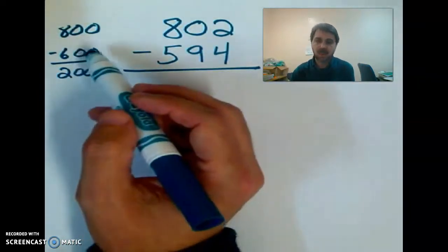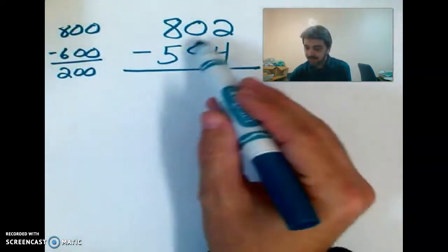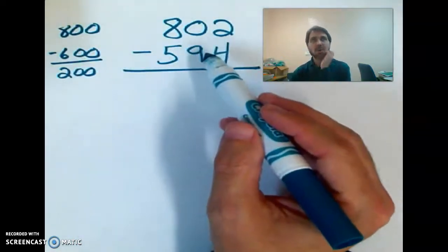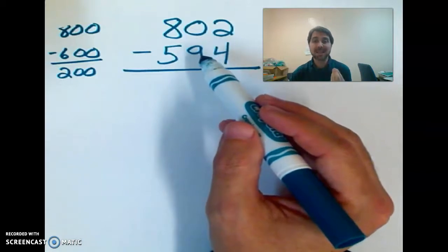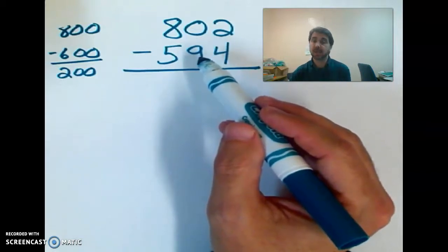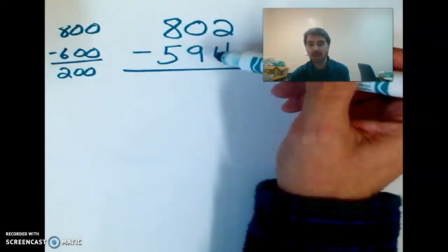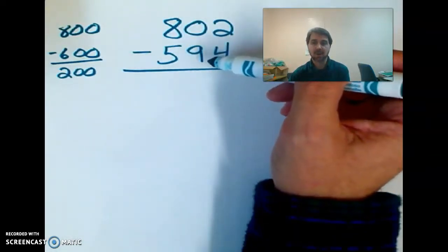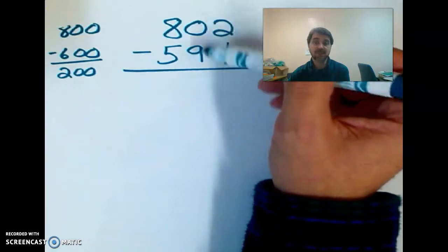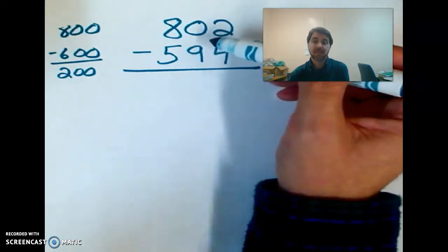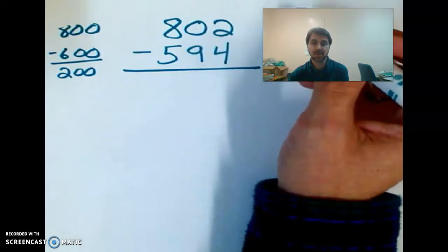But that's also important because remember, we can use addition to help us with subtraction, which I know sounds funny, right? But if I can count up from 594 to 802, then I've found the difference between the two numbers, and I found my answer to the subtraction problem.